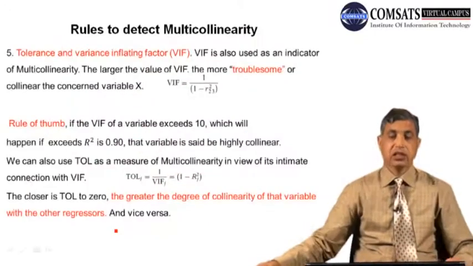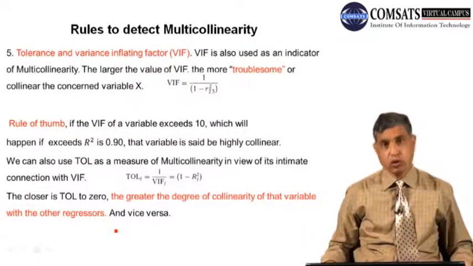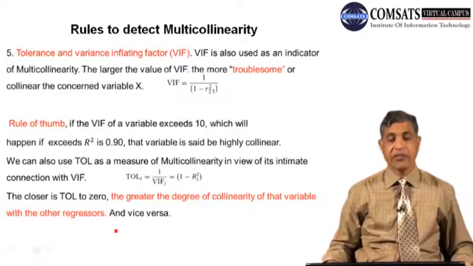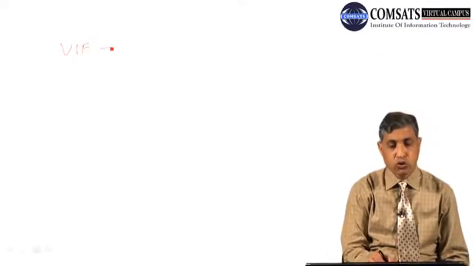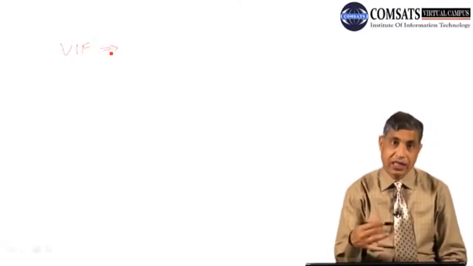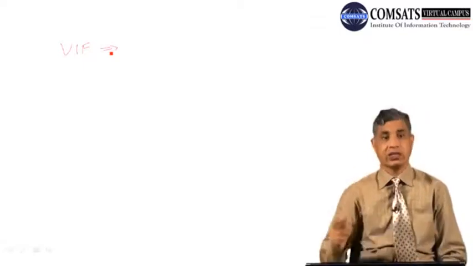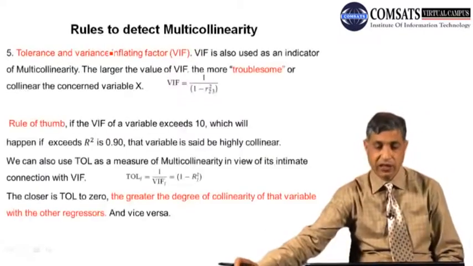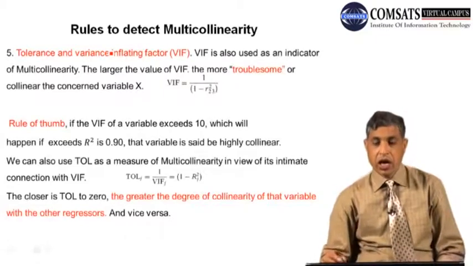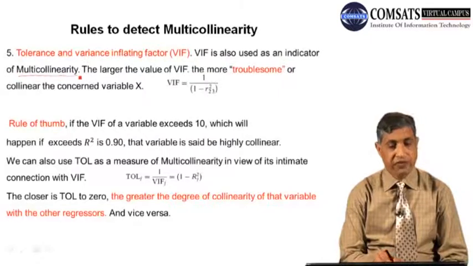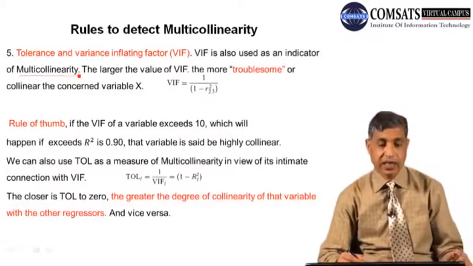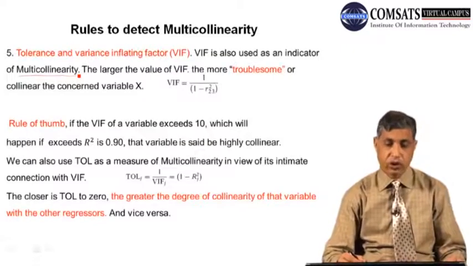The fifth method is the rules to detect multicollinearity. That is the tolerance and variance inflating factor, VIF. This is variance inflating factor. So immediately it comes to mind that there is something that is increasing the variance. Variance inflating factor, and we use it as an indicator of multicollinearity. So VIF, the variance inflating factor, is an indicator of multicollinearity.